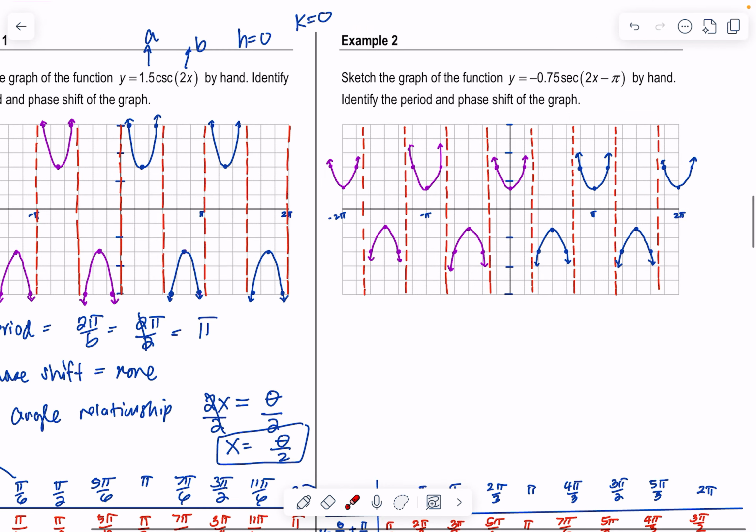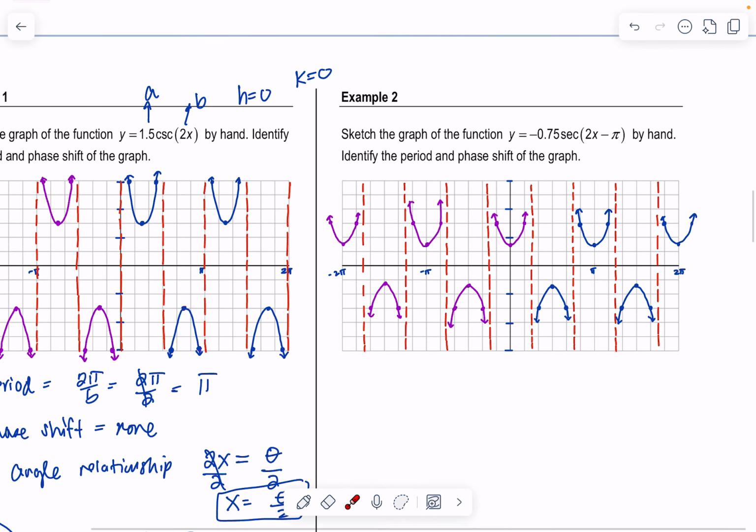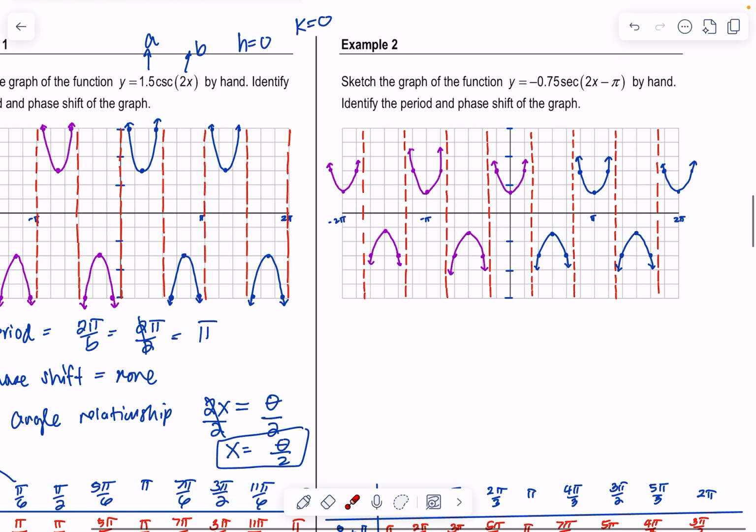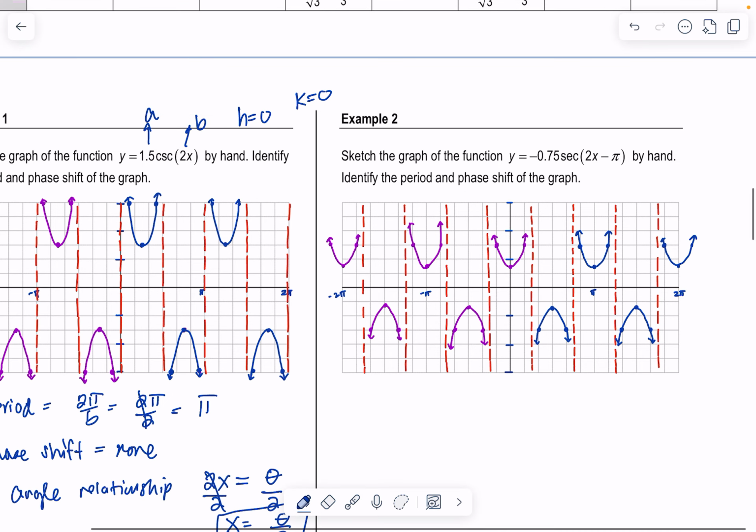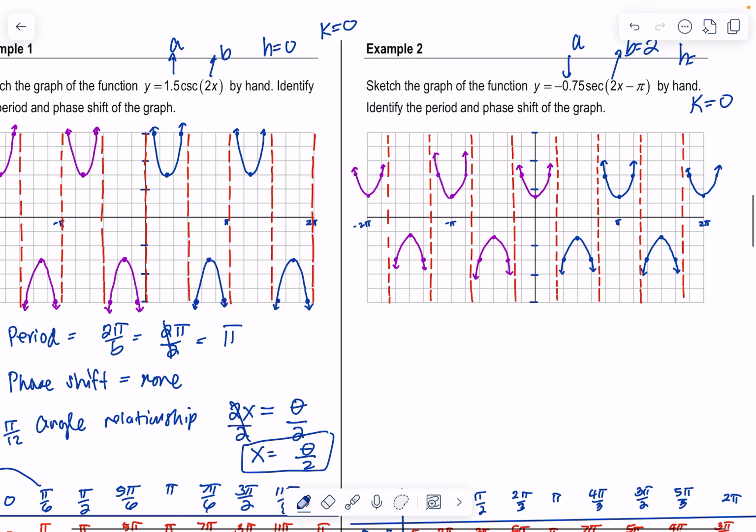Let's do example number 2. Example number 2 is secant. Yeah. So look at the chart. And I found all of these values for secant. These are the ones with nice values. So let's identify. This one is our A. That's our B. And then we're going to do our H later, and then K is 0.